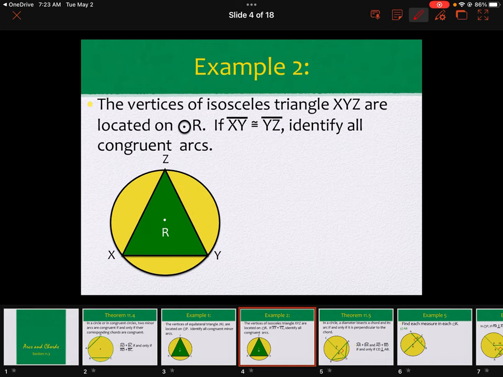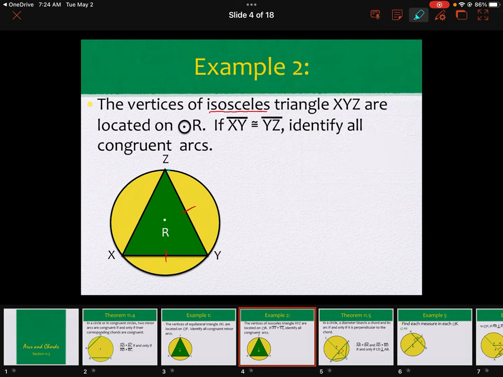In example 2, they're telling you the vertices of an isosceles triangle, call it triangle XYZ, are located on circle R. If segment XY is congruent to segment YZ, identify all of your congruent arcs. So this triangle being isosceles, there's at least two sides congruent. We don't know if the third side matches. It's not equilateral like the last example.